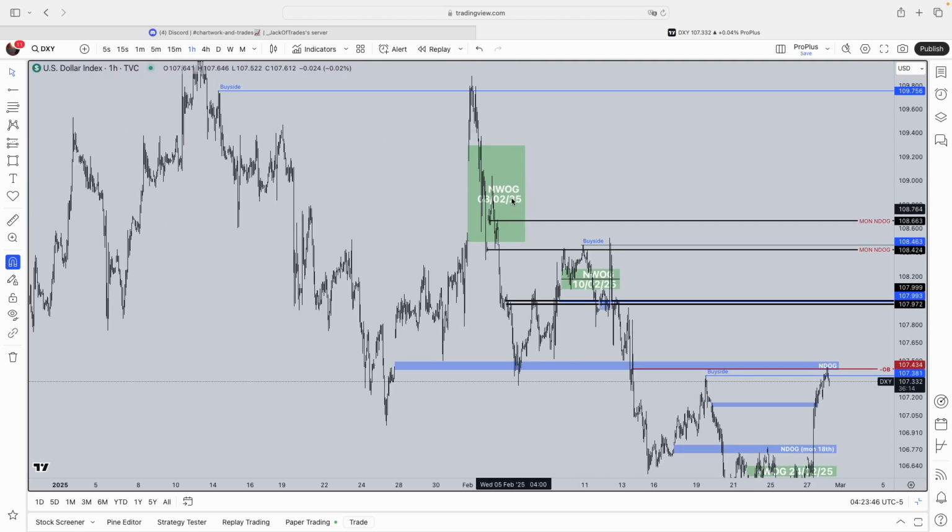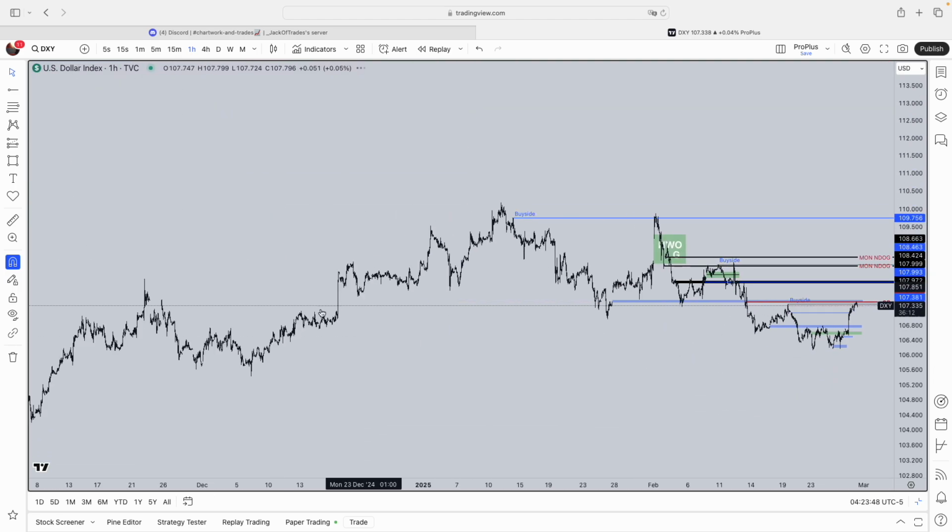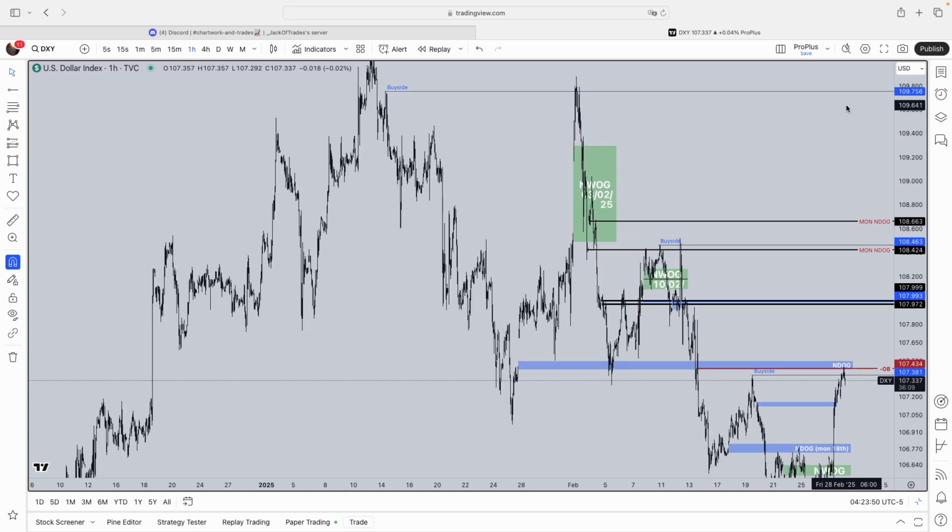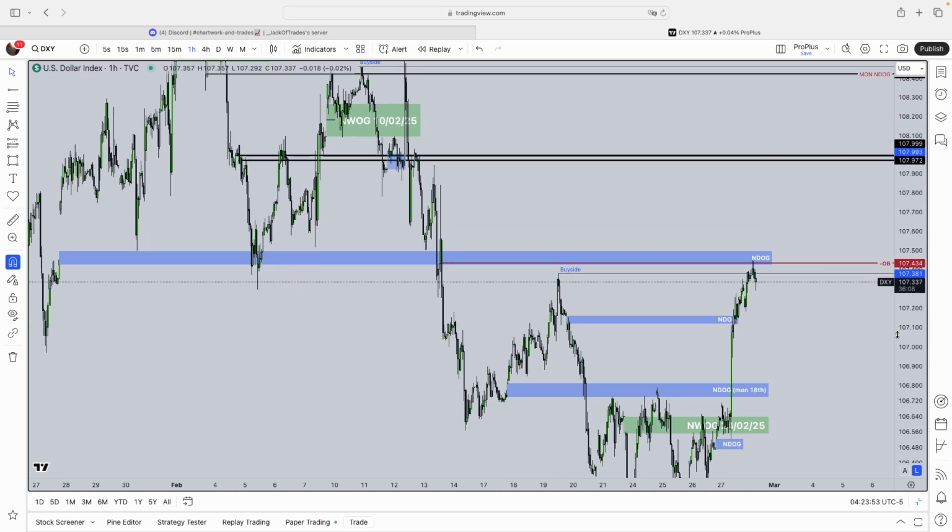I used to have a lot, for some reason my charts got deleted, but I had like weekly opening gaps from like a year ago and stuff. It's a shame that I lost it.